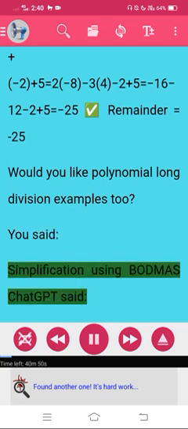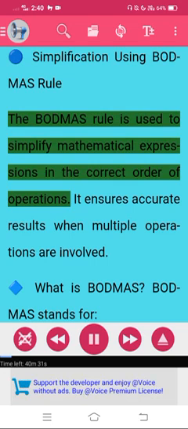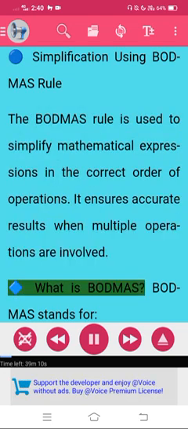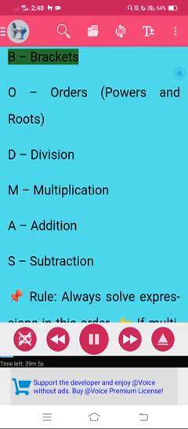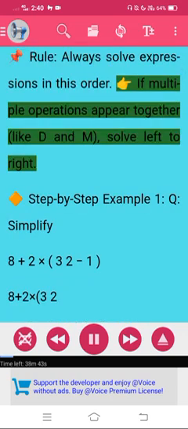Simplification using BODMAS. The BODMAS rule is used to simplify mathematical expressions in the correct order of operations. It ensures accurate results when multiple operations are involved. What is BODMAS? BODMAS stands for B, brackets; O, orders, powers and roots; D, division; M, multiplication; A, addition; S, subtraction. Rule: always solve expressions in this order. If multiple operations appear together, like D and M, solve left to right.